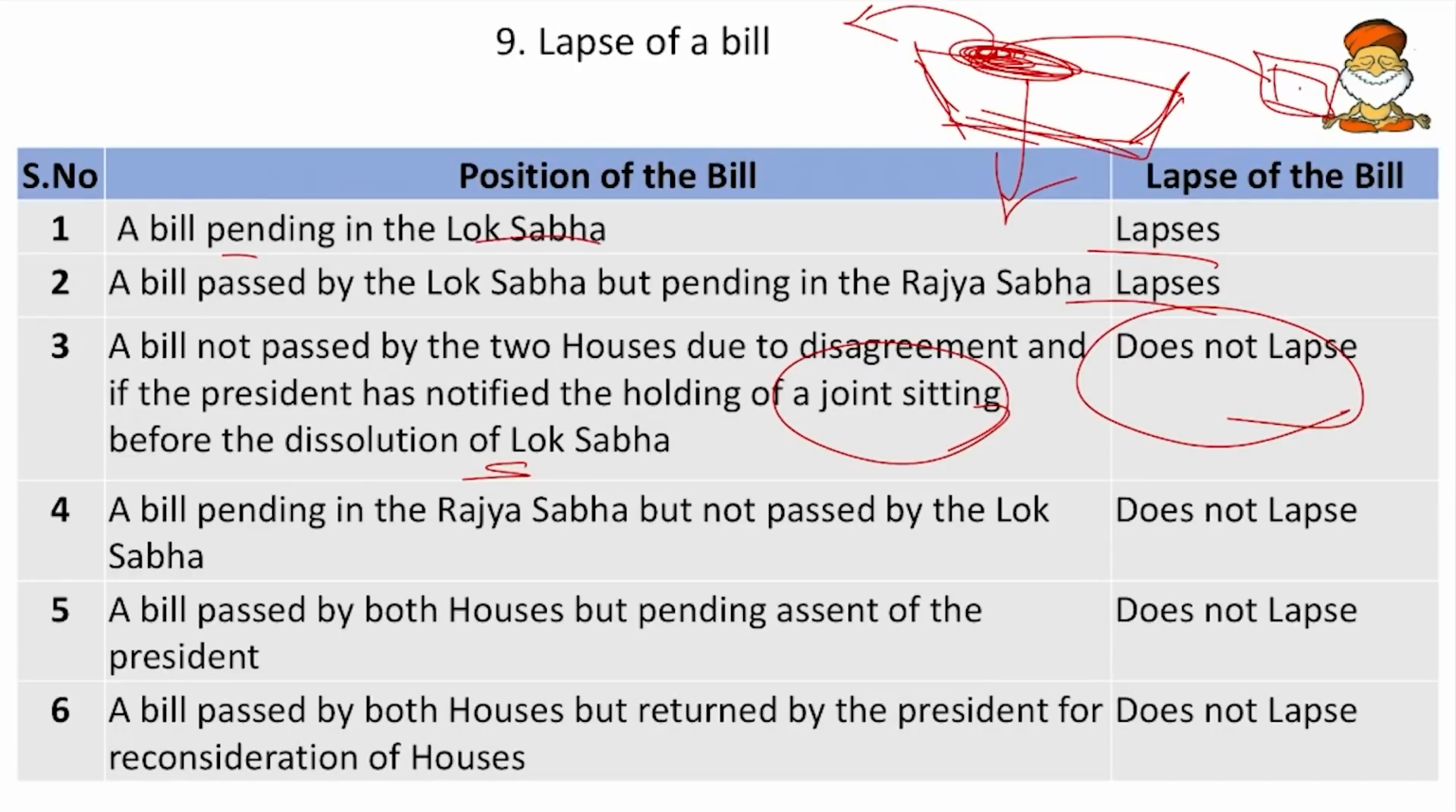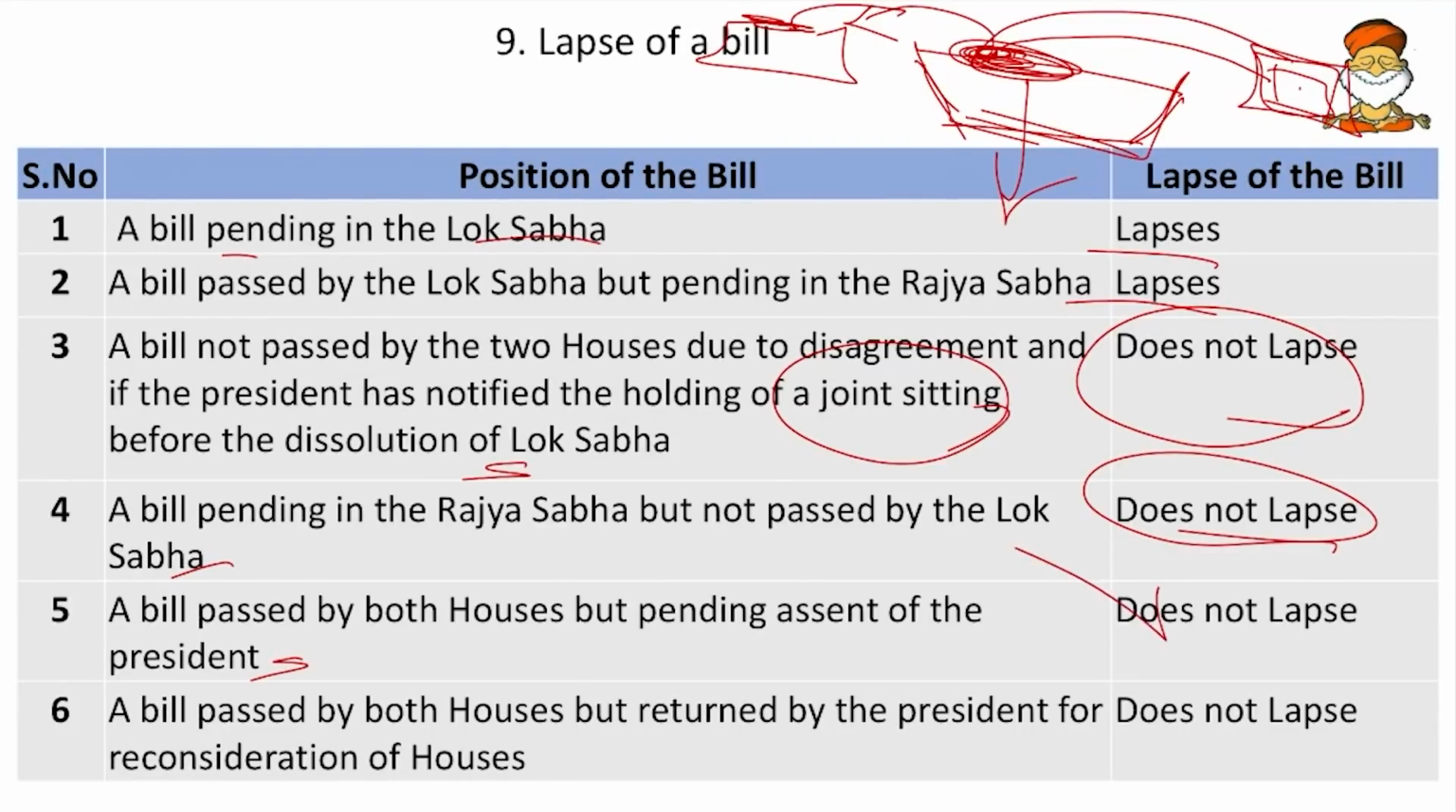And then a bill pending in Rajya Sabha but not passed by Lok Sabha. Rajya Sabha is not a sinking ship. So whatever bills are present in Rajya Sabha will never lapse. And then a bill passed by both the houses but pending assent of the president. Both have passed, so now the bill is in the president's office. The president's office will never sink. So that bill will not lapse. Then a bill passed by both houses but returned by the president for reconsideration of the houses. Here also, whenever the president sends it back, obviously one copy will be with the president. So again it will not lapse.